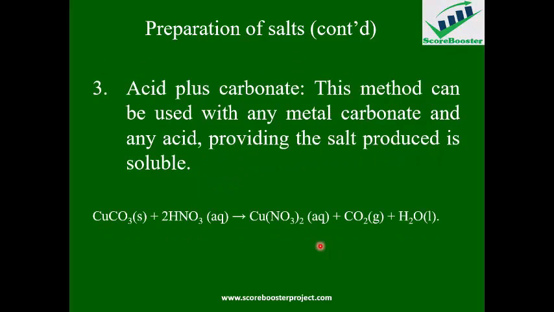We can have acid plus carbonate. Carbonate salts are also used to produce another salt. This can be used with any metal carbonate and acid, if you want to produce a soluble salt. But let's say we don't need that salt. We want to produce a salt of a particular compound. Like in this case, we need the nitrate salt of copper. But what is available is nitric acid and carbonate of copper. So we can react the two together to form the nitrate of copper that we need.